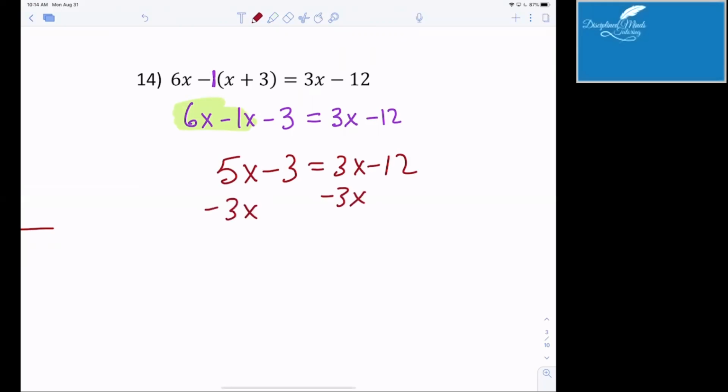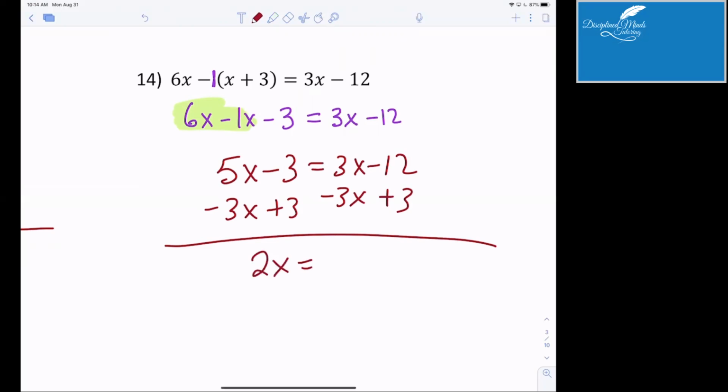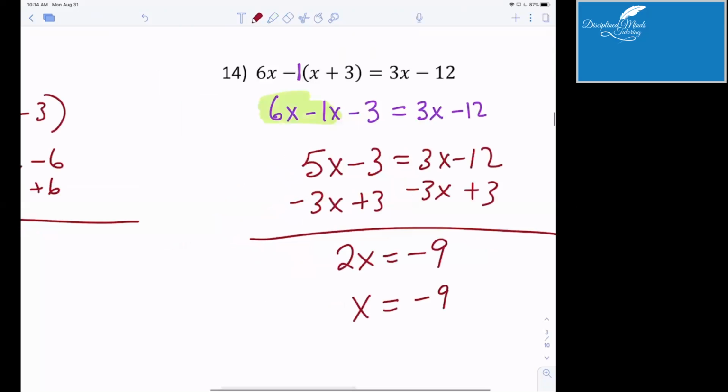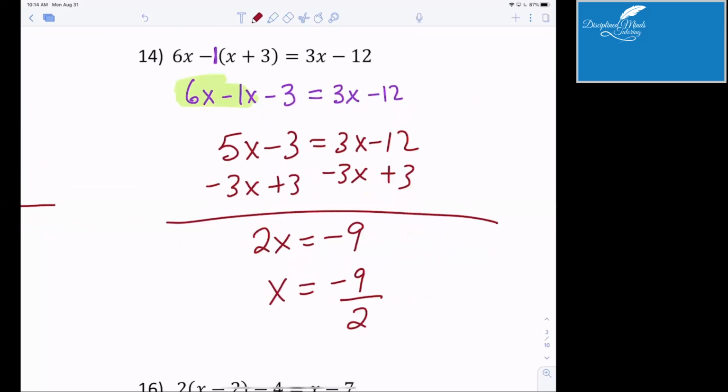And then, now I have. What kind of line? So follow. Any questions with negative 9 over 2? About the fraction.